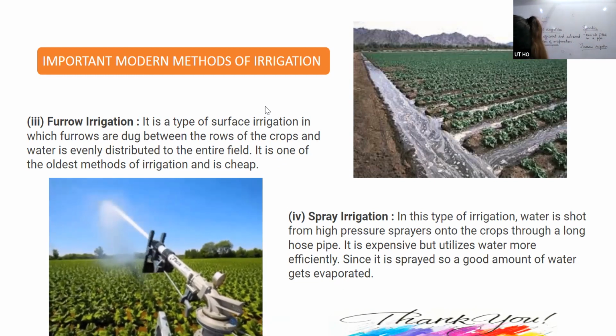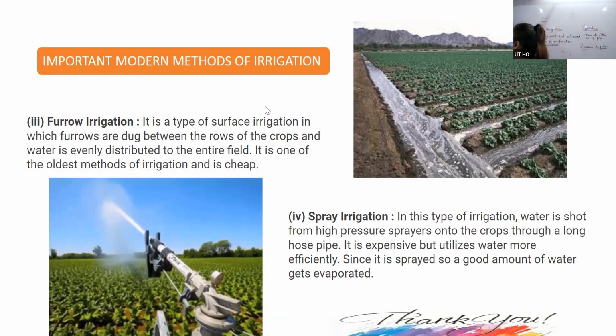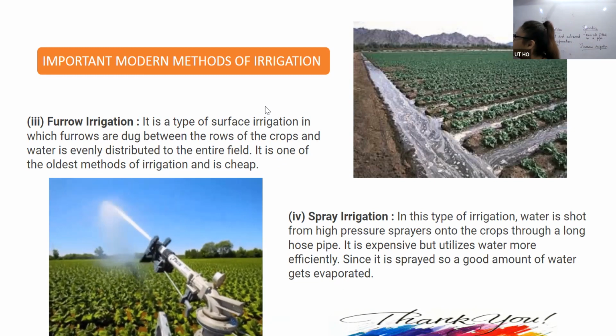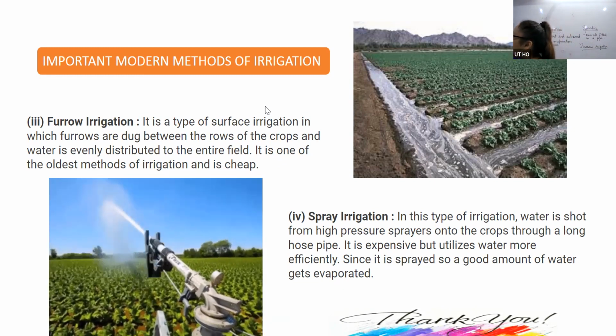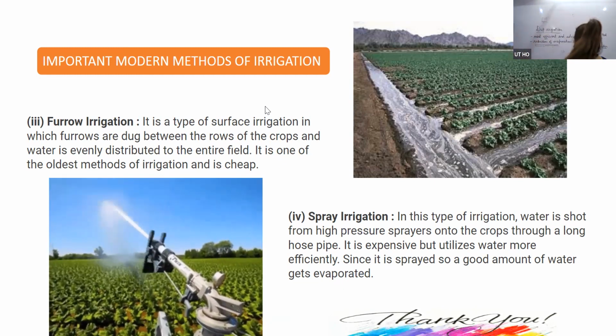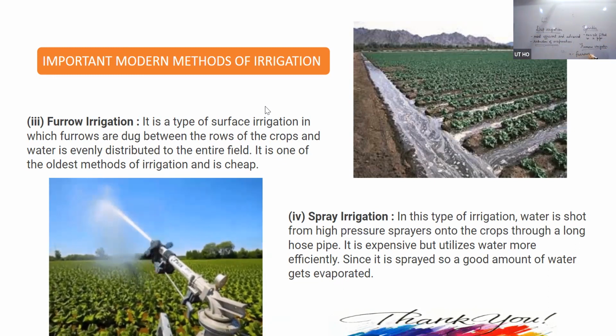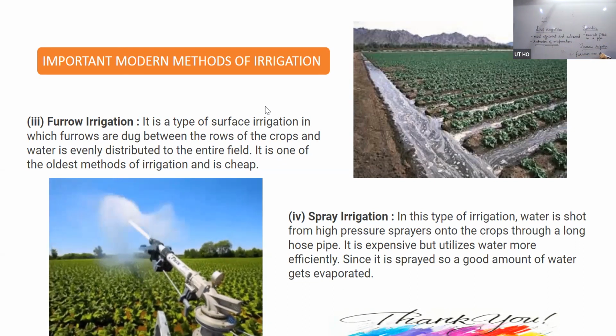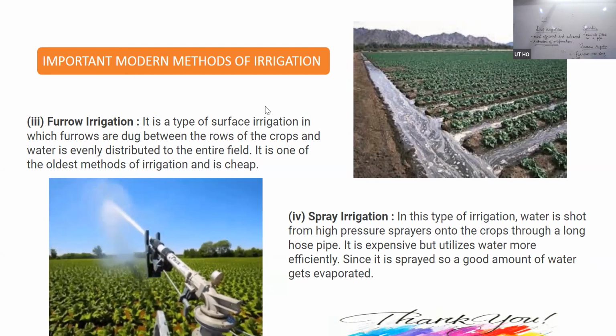Okay, so furrow irrigation is a type of irrigation in which furrows are dug. You can see these are known as the furrows. Furrows are dug between rows of crops and water is evenly distributed in the entire field. It is one of the oldest methods. So what happens in this? Furrows are dug. Oldest and cheapest.